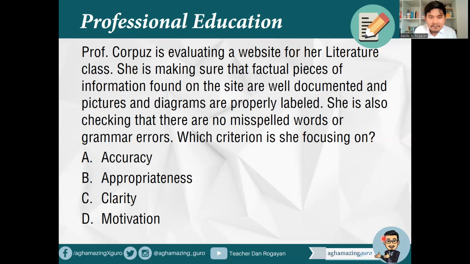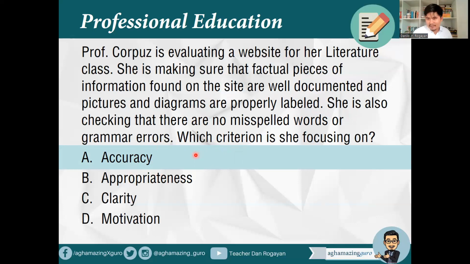Right? What do you think is the answer, future LPTs? Of course, that is accuracy. Almost all of our key terms here are leaning towards accuracy. For example, the word factual pieces of information. So, fact-based, meaning accurate, reliable information. Well-documented pictures and diagrams, properly labeled, meaning free from errors. These are not erroneous. She's also checking the misspelled words and typography, even the grammatical errors. So that would lead to our answer, which is accuracy.